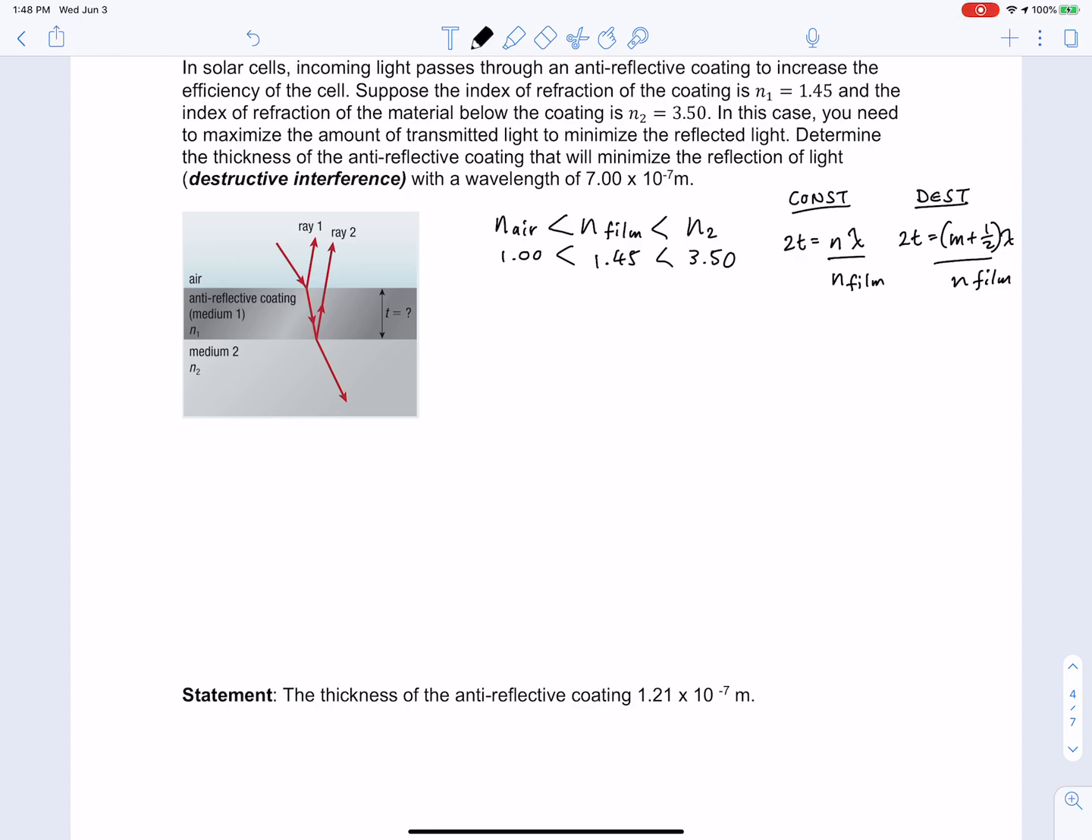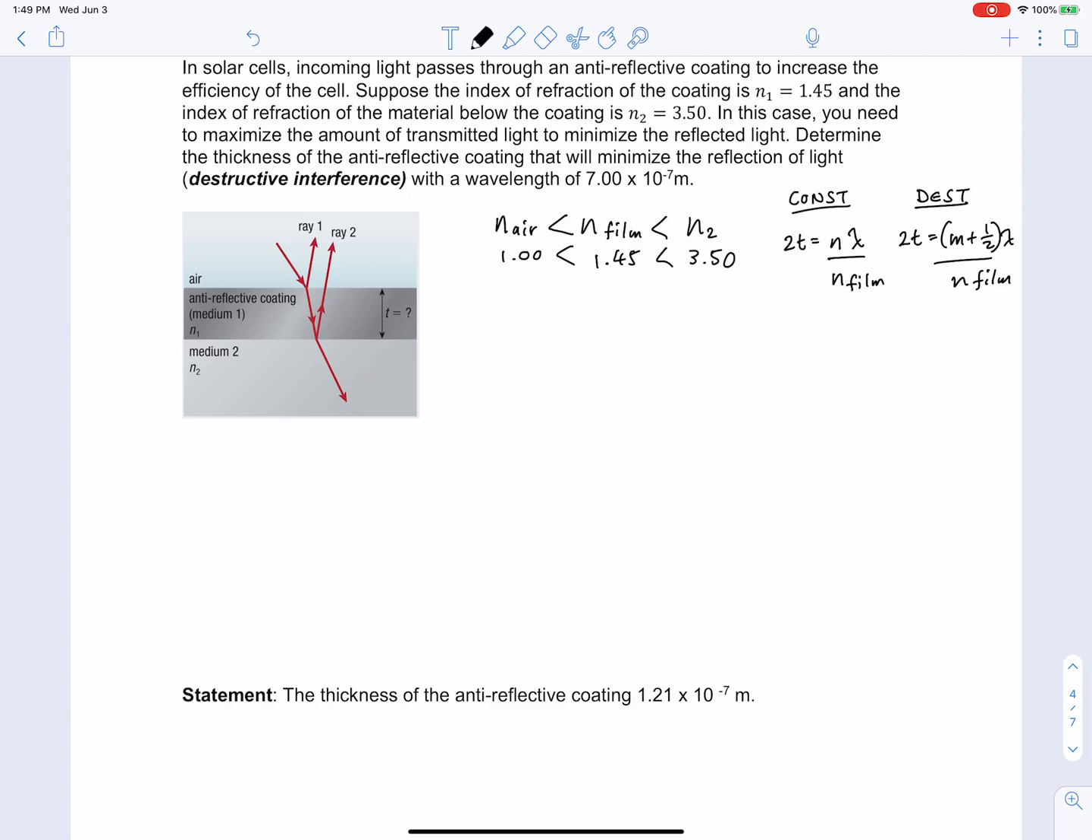So in this example, the incident light ray moving from air into medium 1 will partially reflect at the upper surface. Since medium 1 is more optically dense than air, the light wave will be reflected and inverted at the upper surface. Similarly, at the lower surface of medium 1, a light wave will be reflected and inverted because medium 2 is more optically dense than medium 1. So to maximize the amount of light traveling through the coating, the two reflected rays from the upper and lower surface must undergo destructive interference.